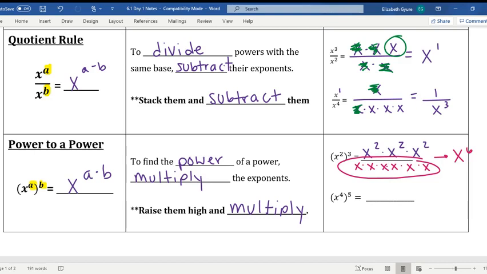Again, you're not going to have to write it out. I'm just showing you why it works. So here, I'm not going to make us write out all these x's for this because that would be a lot of x's. But just apply your rule. Who can tell me what I would do with these two numbers here?